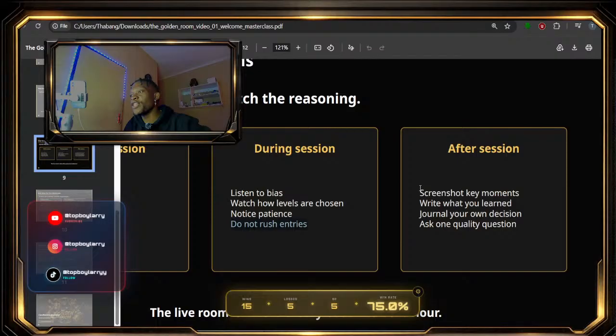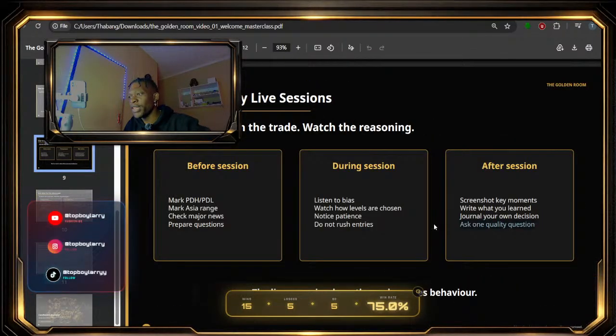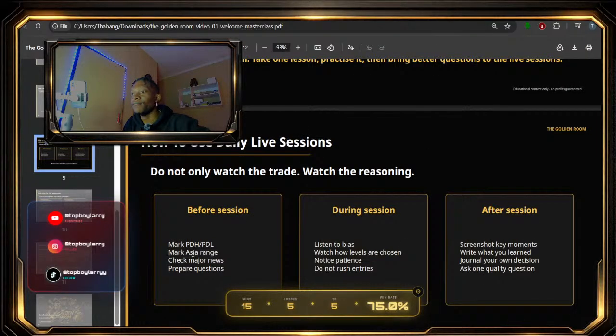After the session, screenshot key moments. Write what you learned. Journal your own decisions, and ask the quality questions. What are quality questions? Was the trade good? Was the trade A plus? Was the trade all those types of things?